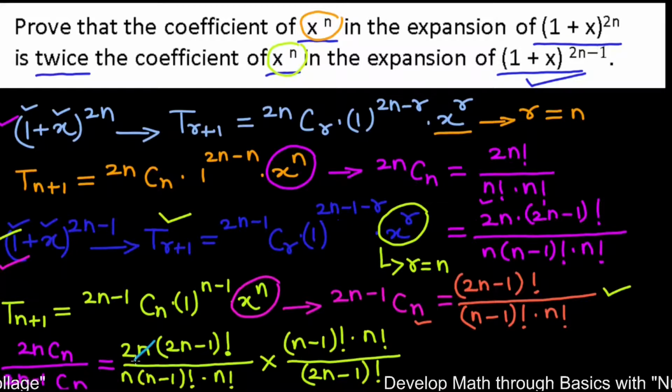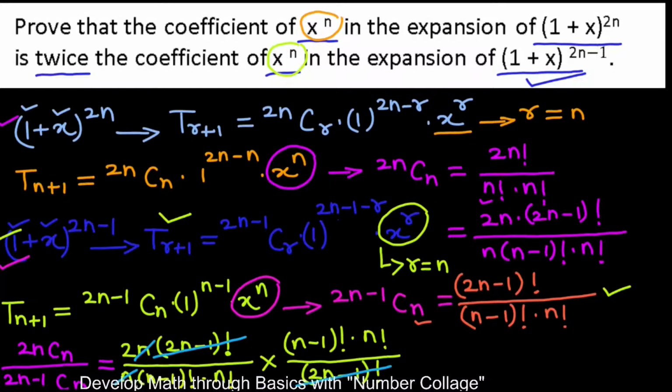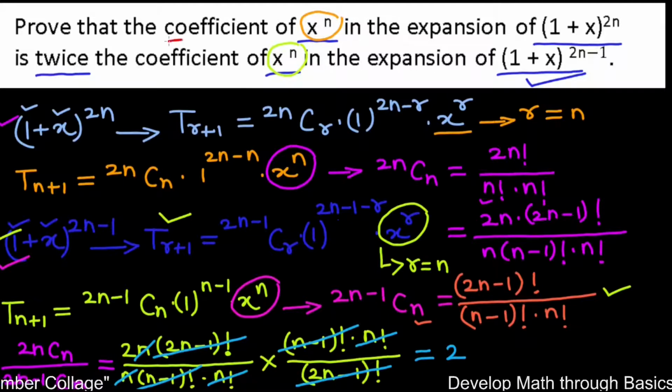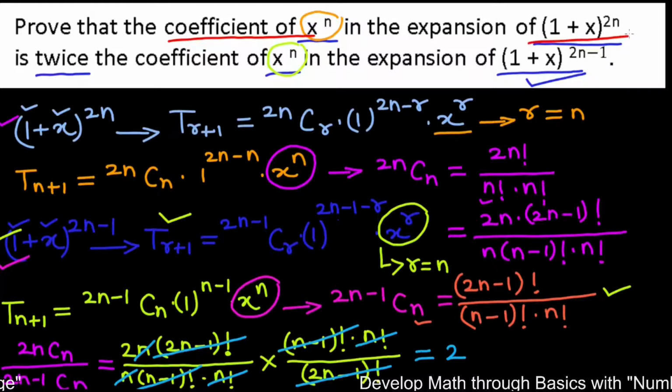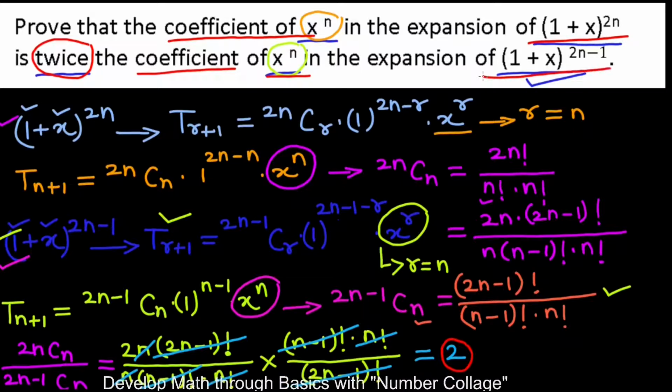Now this n cancels with this n. This (2n minus 1) factorial cancels with this (2n minus 1) factorial, and (n minus 1) factorial cancels with this (n minus 1) factorial, and n factorial cancels with this n factorial, which gives us 2. Therefore, we can say that the coefficient of x raised to n in the expansion of (1 plus x) raised to 2n is twice the coefficient of x raised to n in the expansion of (1 plus x) raised to 2n minus 1.